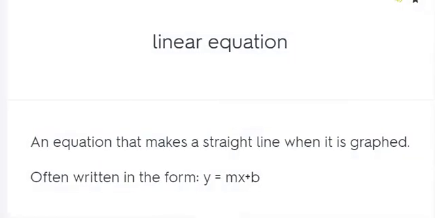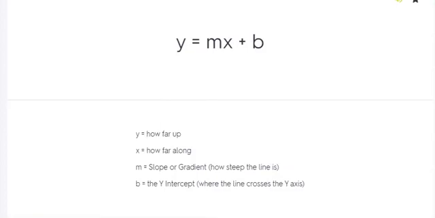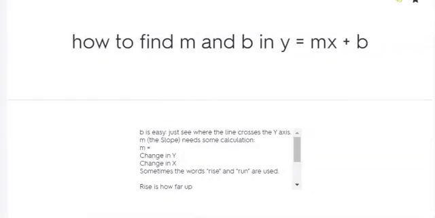Linear equation: an equation that makes a straight line when it is graphed, often written in the form y equals mx plus b. y equals how far up, x equals how far along. m equals slope or gradient. b equals the y-intercept. How to find m and b in y equals mx plus b.